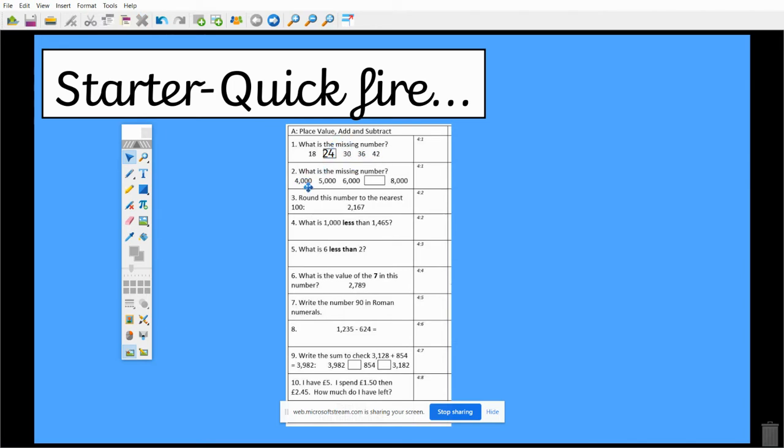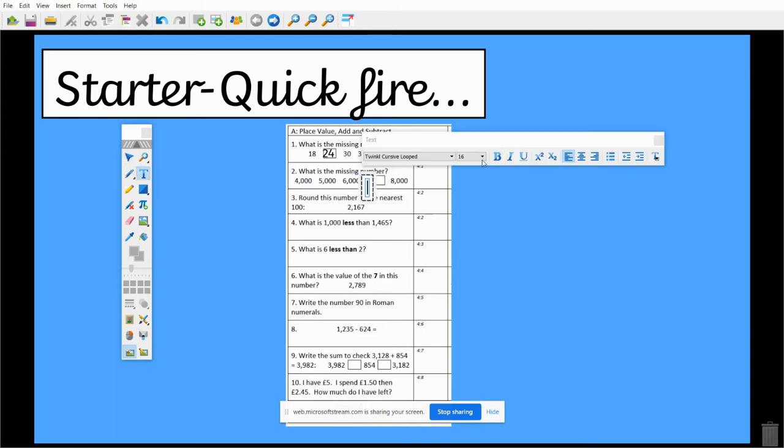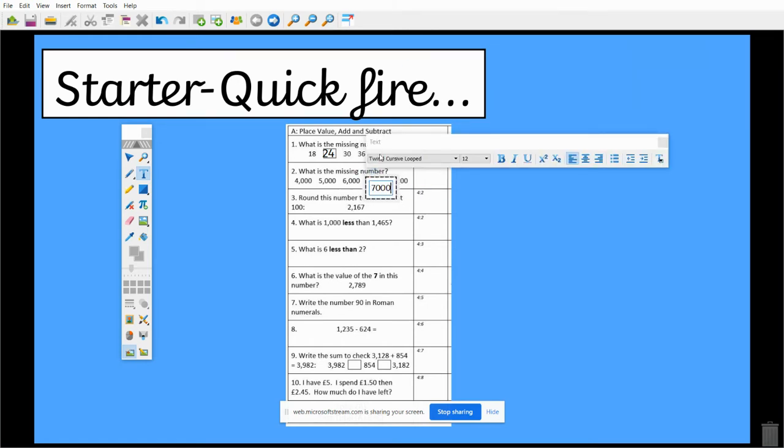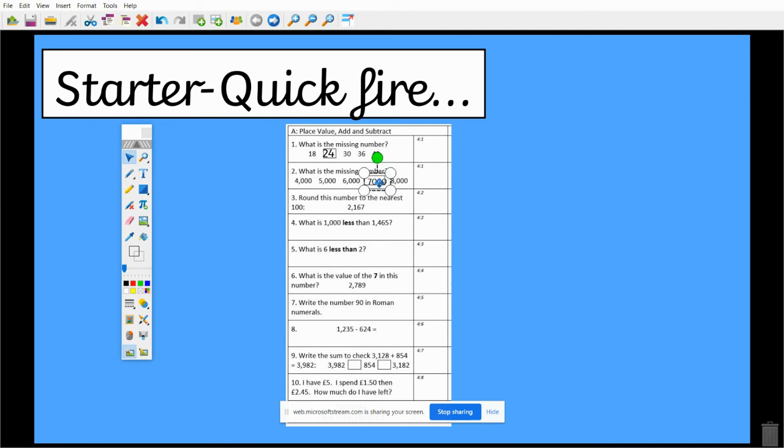What is the missing number? This should be a nice, easy one. 4,000, 5,000, 6,000, 7,000 in there. All right.